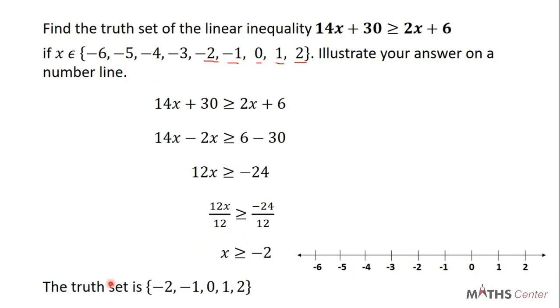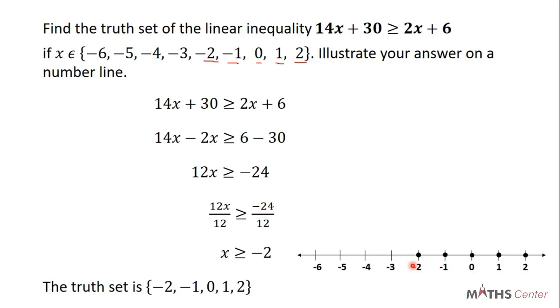Now we have to illustrate this truth set on this number line. The truth set is -2, -1, 0, 1, 2. So what you do is that you go onto the number line, then you draw circles on those numbers. So you draw a circle on -2, then you shade it. You draw a circle on -1 and you shade it. You draw a circle on 0 and you shade it. You draw a circle on 1 and you shade it. Then finally you draw a circle on 2 and you shade it, to indicate that those are the answers to our inequality, or those are the solution to our inequality.